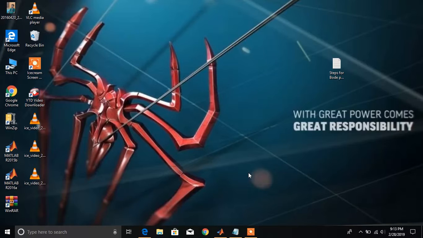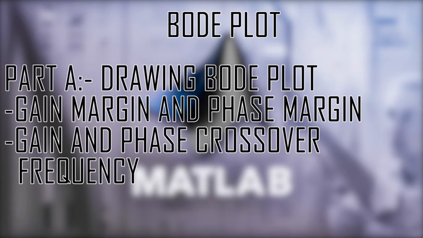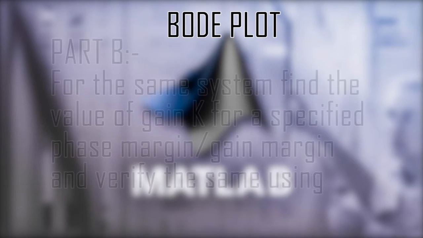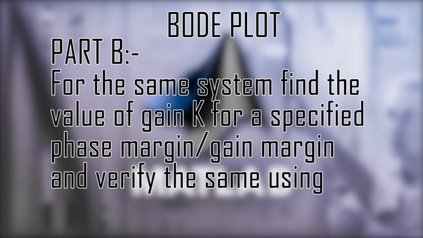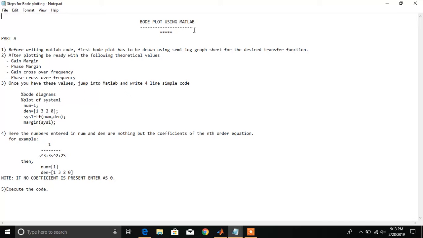In this video, you're going to learn how to draw Bode plot and polar plot. First is the Bode plot. Bode plot has two parts. First, drawing the Bode plot and finding gain margin and phase margin, and also gain and phase crossover frequency. In part B, we're going to find the value of gain K for a specified phase margin and gain margin for the same system. Now coming into part A.